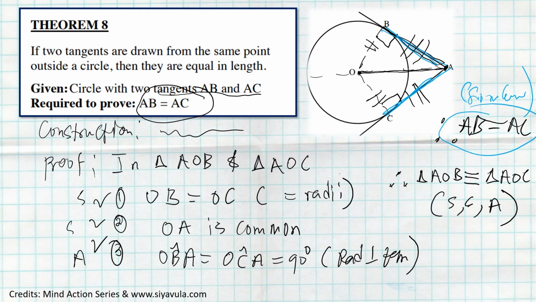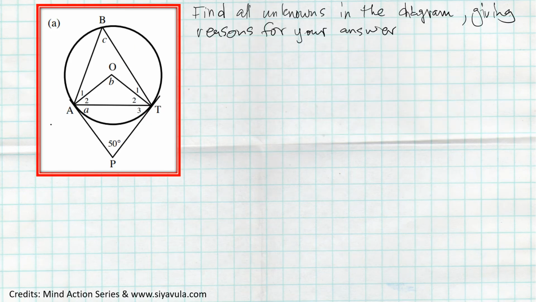Then we have now proven the theorem that states that if we have tangents from the same point, then those tangents will be equal in length. Okay, let's quickly take a look at this example. Quite challenging, very interesting example. So they want you to find all unknowns in this diagram, meaning that we have to calculate the value of A, the value of B, and lastly the value of C.